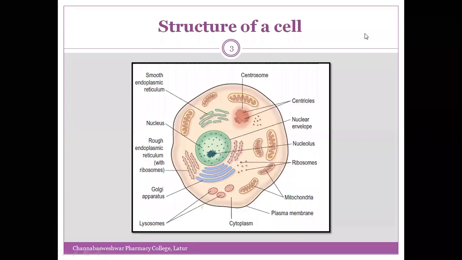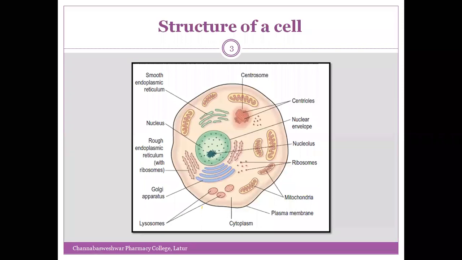So today we'll discuss the structure of the cell. The important components are the plasma membrane and organelles, such as the nucleus, mitochondria, and endoplasmic reticulum. It consists of smooth endoplasmic reticulum as well as rough endoplasmic reticulum. Then it consists of ribosomes, lysosomes, Golgi bodies, and cytoskeleton. So these are the various components of the cell.